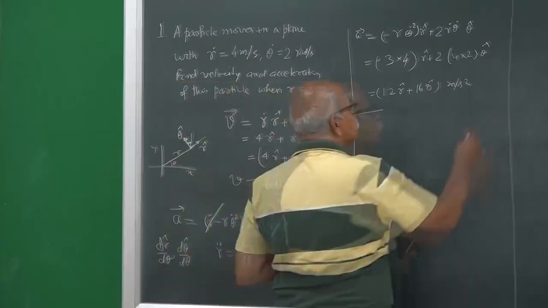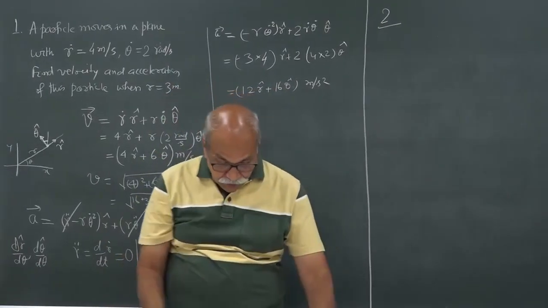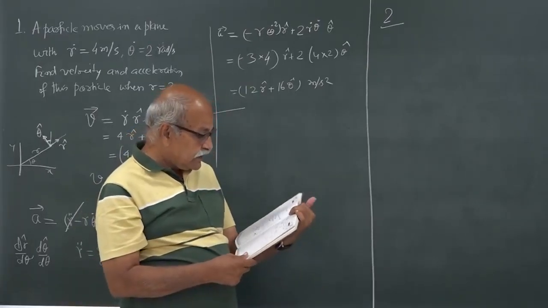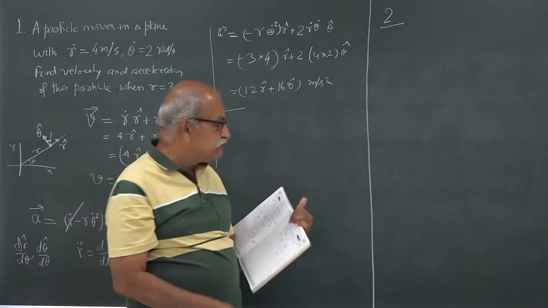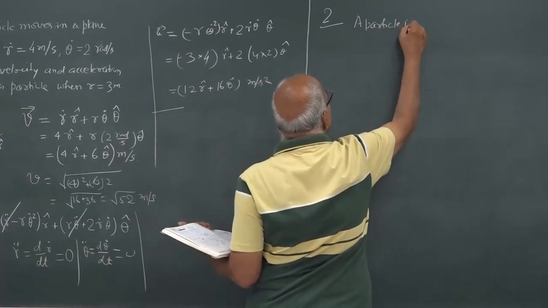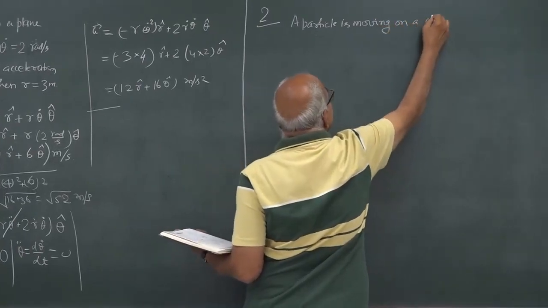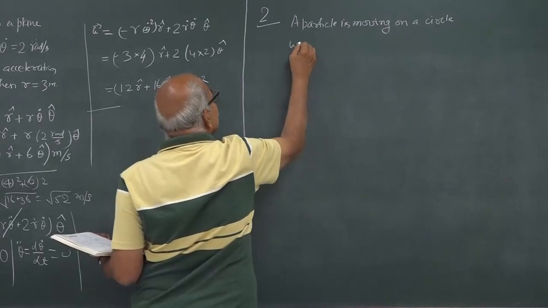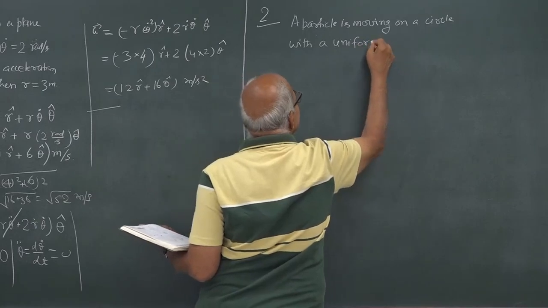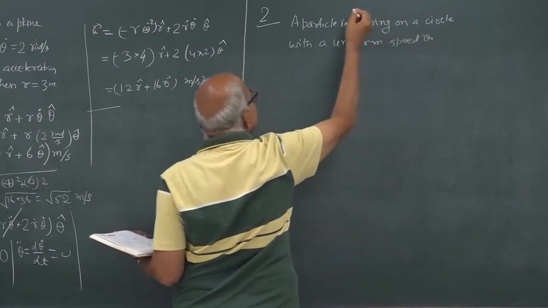Next, problem number 2, and this is based on 1.18 of the book. The problem is: a particle is moving on a circle with a uniform speed v, a circle of radius r.